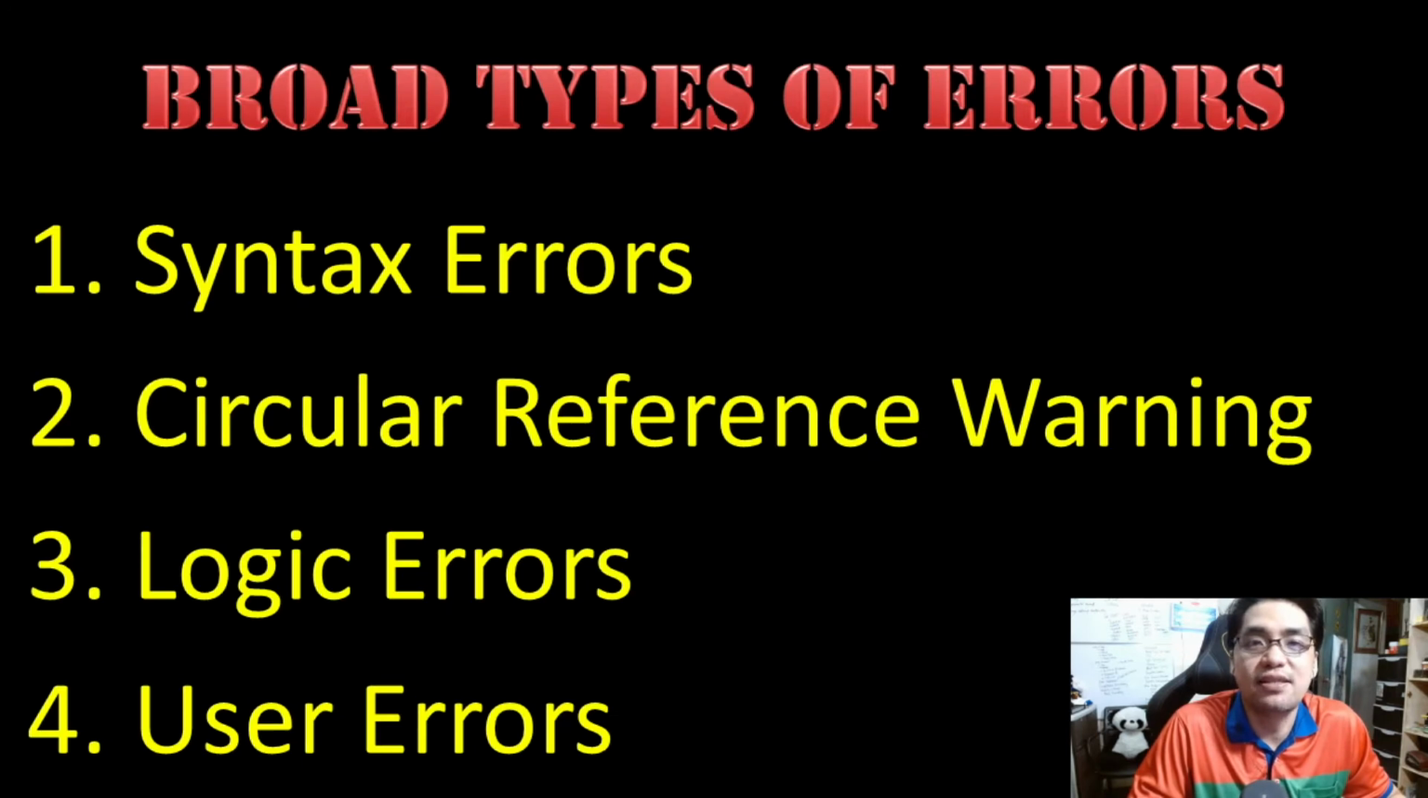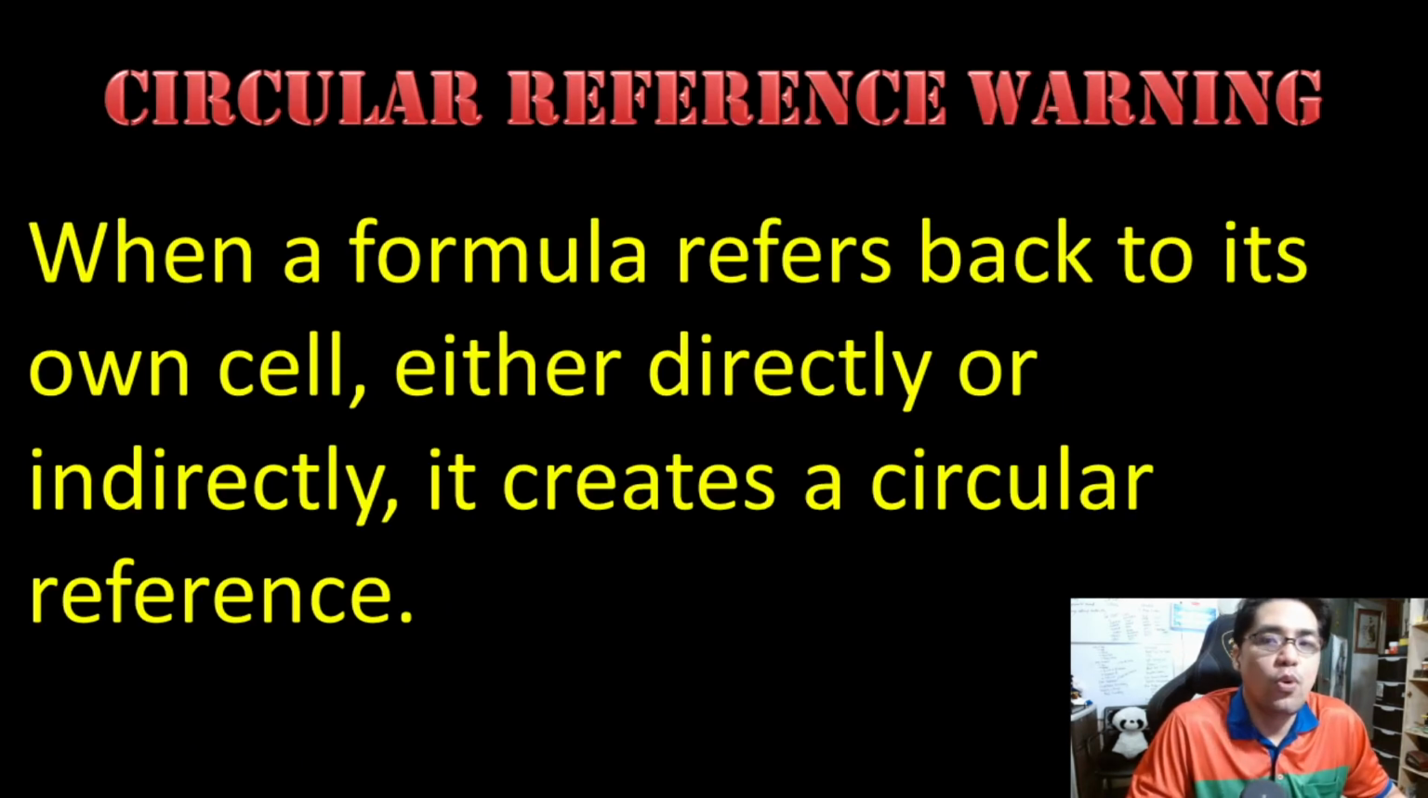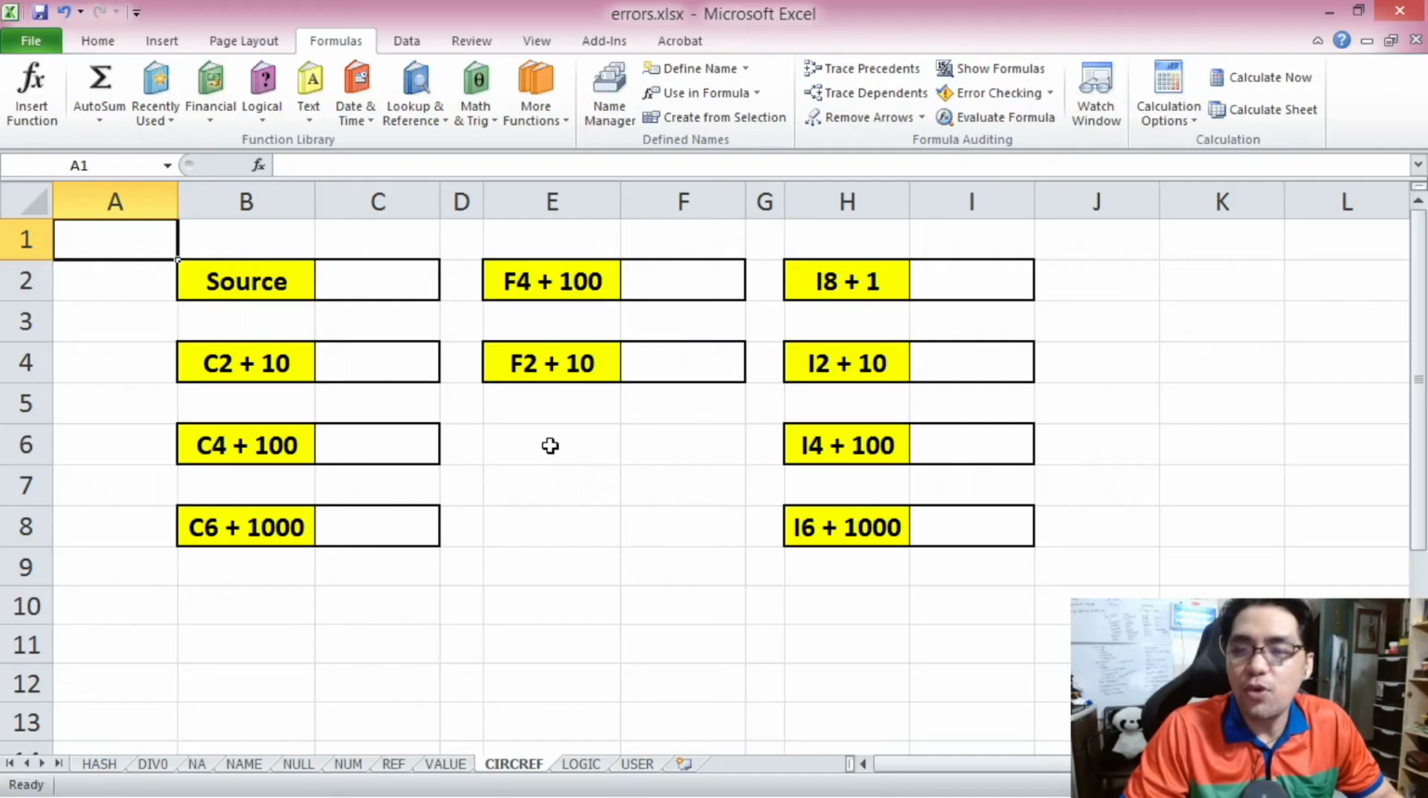Next on our list, we're going to talk about the circular reference warning. When a formula refers back to its own cell, either directly or indirectly, it creates a circular reference. So in this sheet, let's see how the circular reference warning happens. Normally, this is what's supposed to happen. So you have here source data.